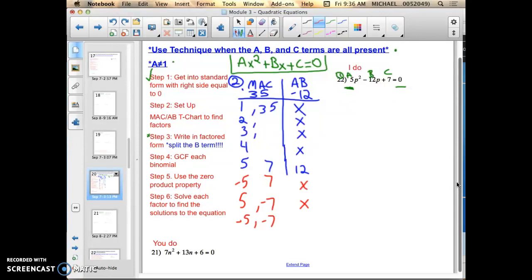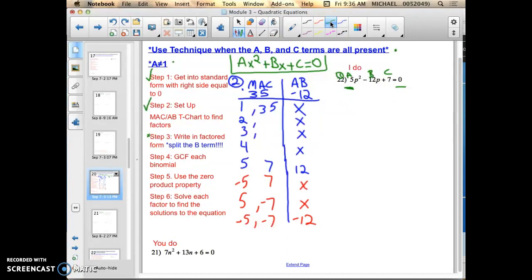If you notice, negative 5 times negative 7 is a positive 35, and negative 5 plus negative 7 is a negative 12. So I have found the pieces of the puzzle. I have determined the factors, and they are negative 5 and negative 7, and they add up to negative 12. So I'm done with step 2.